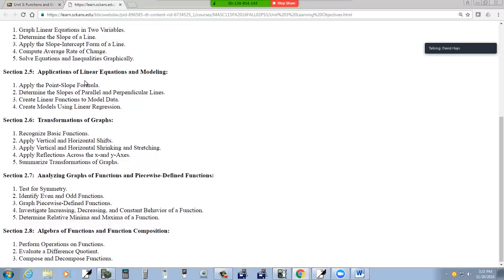Now the next topic is dealing with lines. So let's talk about lines.